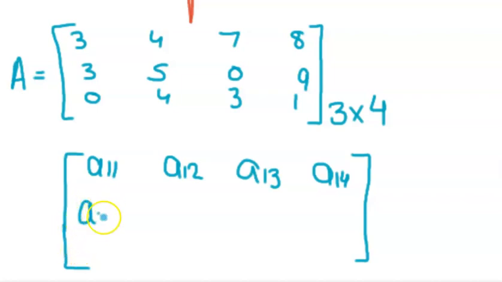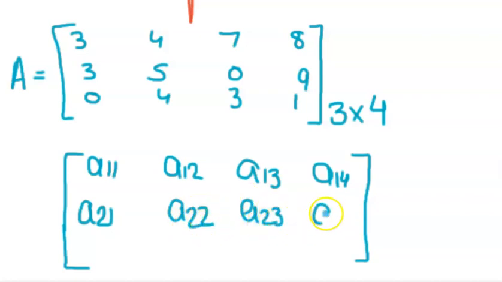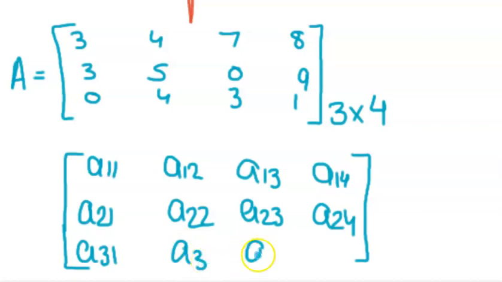So that will be the second row: A21, A22, A23, A24. That will be A31. So if I say, can you pick me element A33? Element A33 is this one. So that's easy. That's how we define the elements of the matrices.